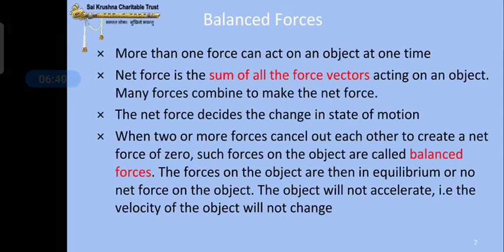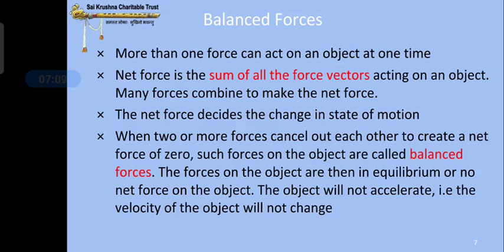So what do you mean by balanced force? More than one force can act on an object at one time. So the net force is the sum of all the force vectors acting on an object. Many forces combine to make the net force. Net force is like an average, which means the sum of all the forces is nothing but net force. Clear? So the net force decides the change in state of motion.